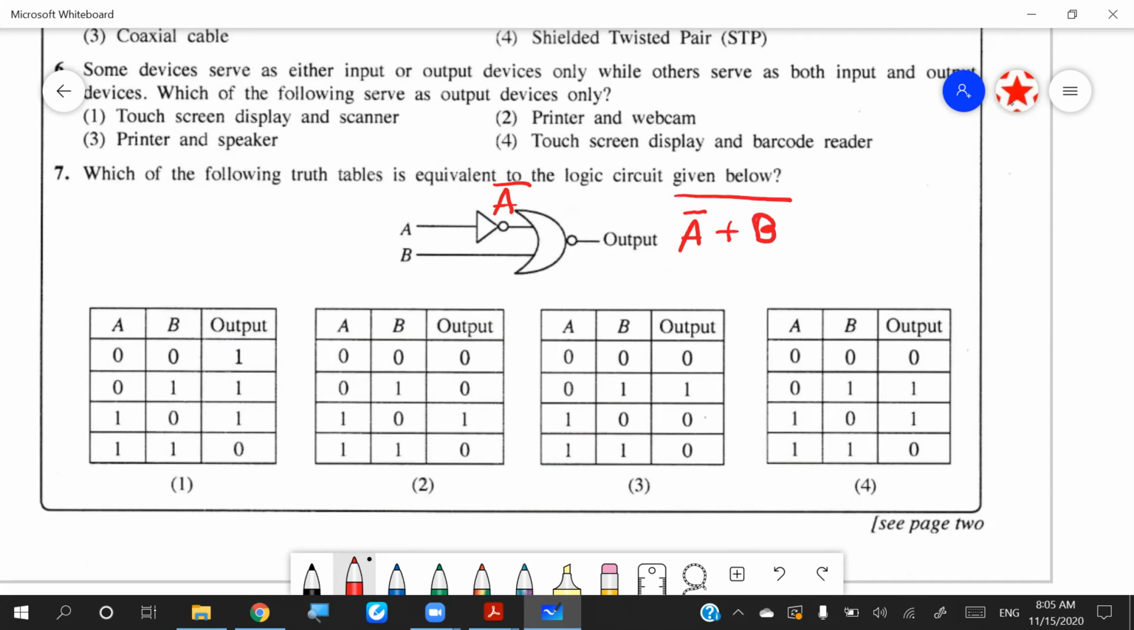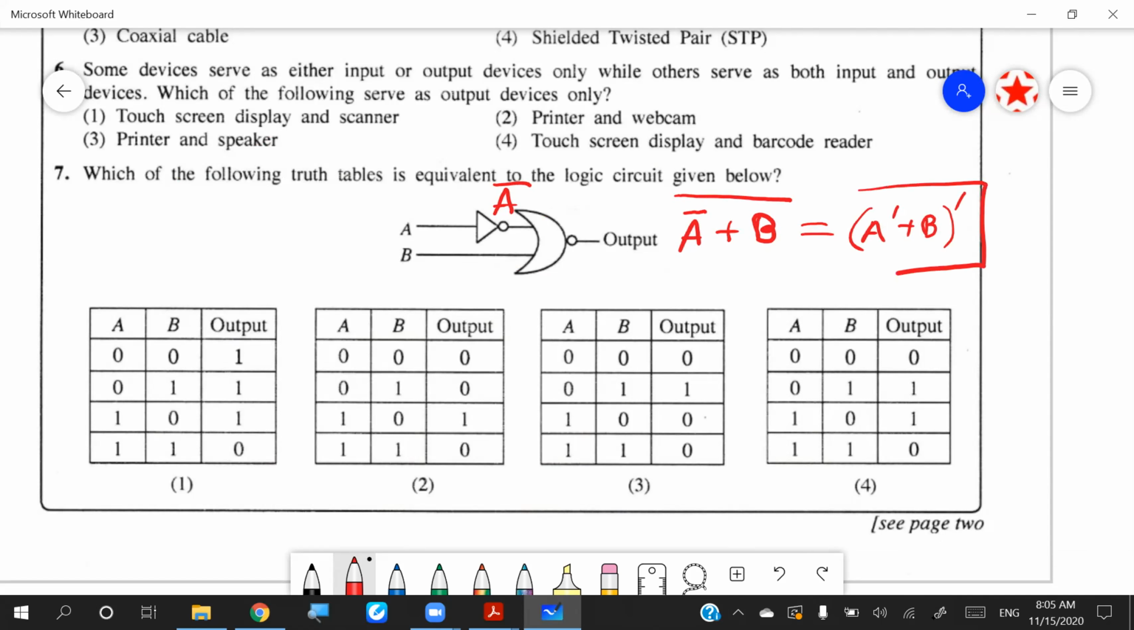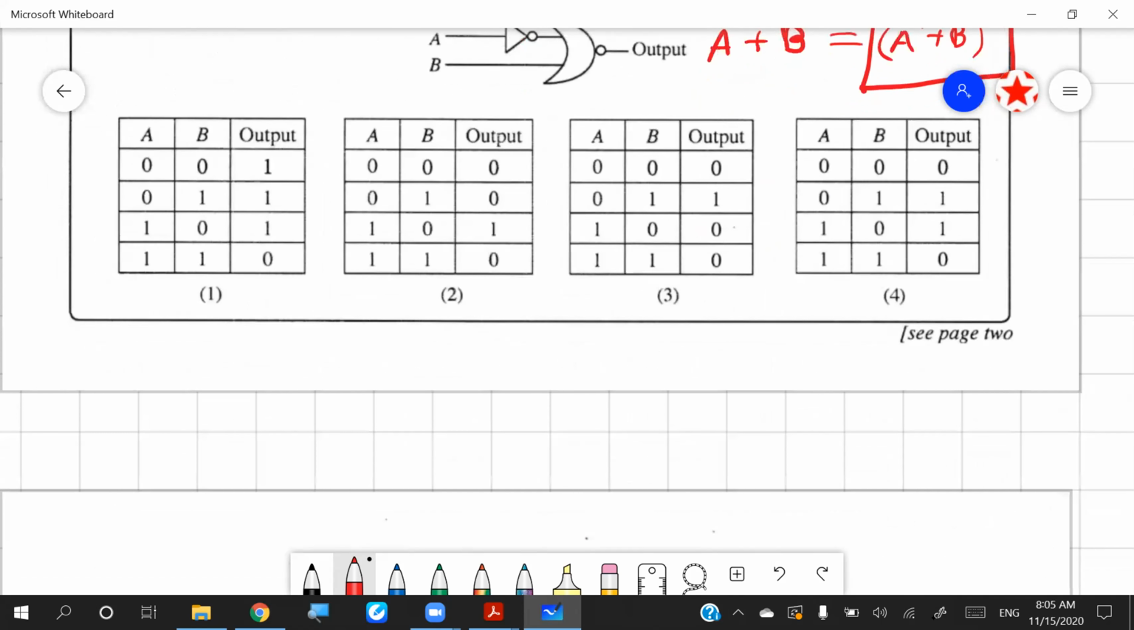This is called the total bar, or else you can write this like this: A dash plus B within brackets dash, right? You can use any way. And now what you need to do is just construct a truth table for this particular thing and see what is going to be the output, right? Simple as that. So what we are going to do is we are going to construct the truth table right over here.